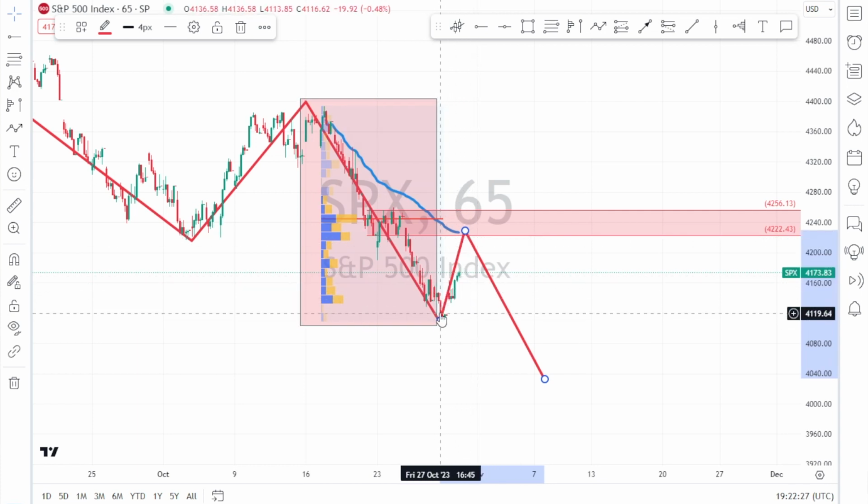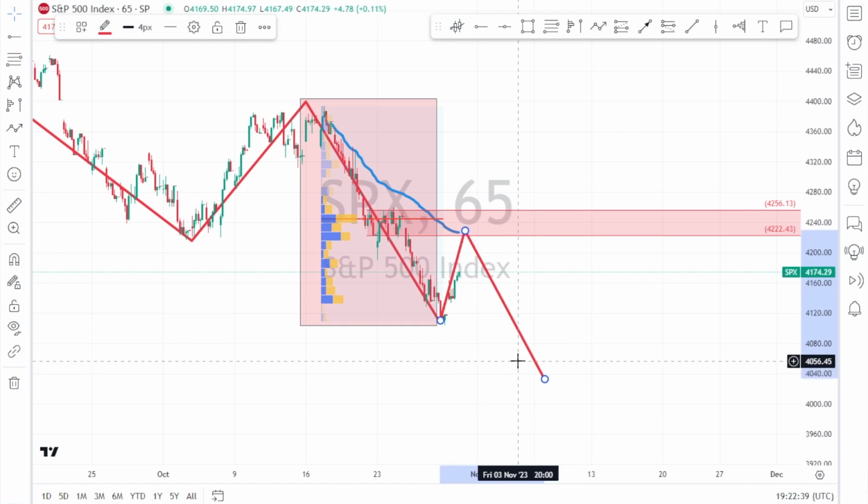I'm not particularly interested in trying to get long and ride that up. I don't see that as being a great trade. I'm more interested in trying to catch it where I think it'll turn and I can control my risk better, and then look for a new drop to the downside.